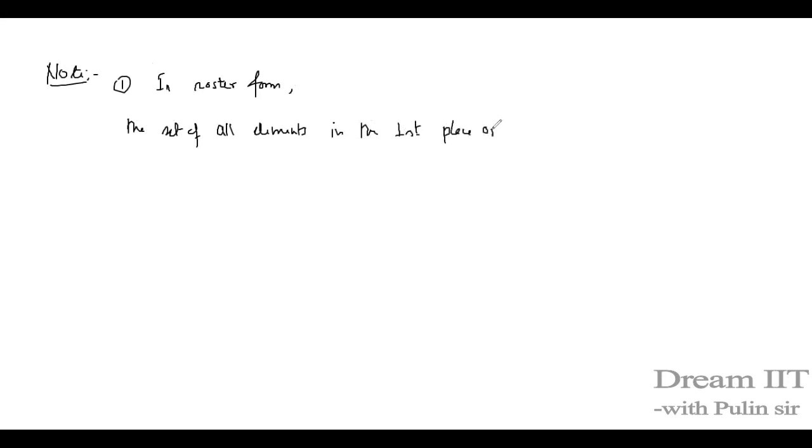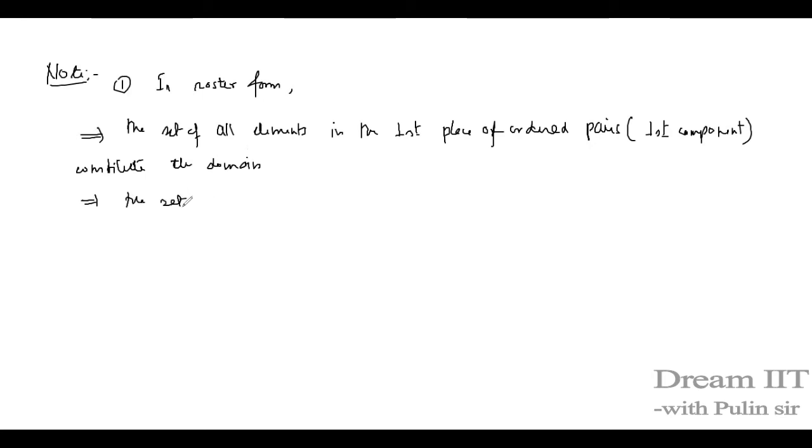So now I'm going to write the note. That note is very, very important. Note: in a roster form, the set of all elements in the first place of ordered pairs, rather we can say first components, both the words are valid, first components of ordered pairs, constitute the domain. This is for the domain.